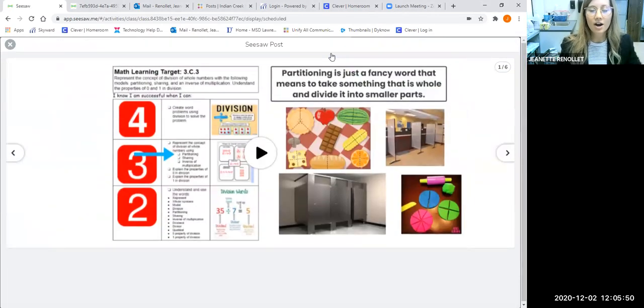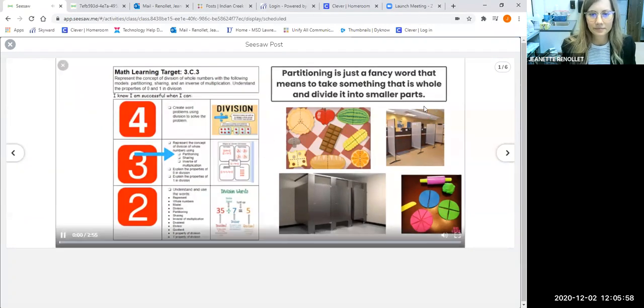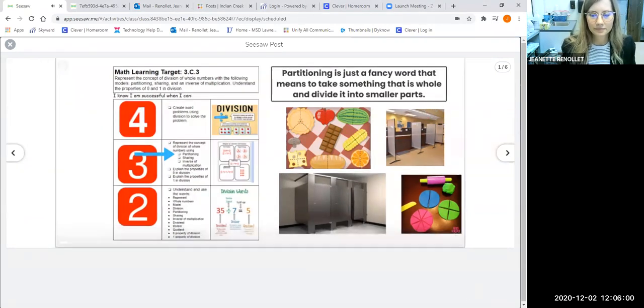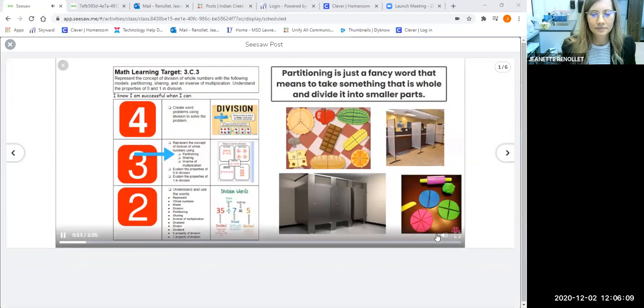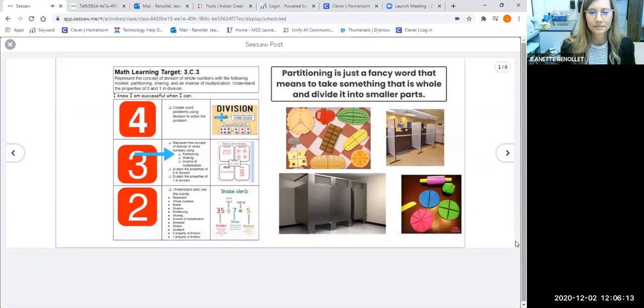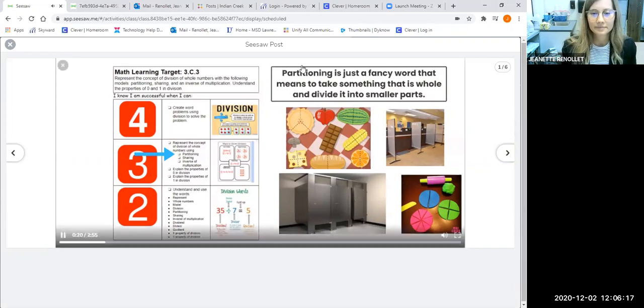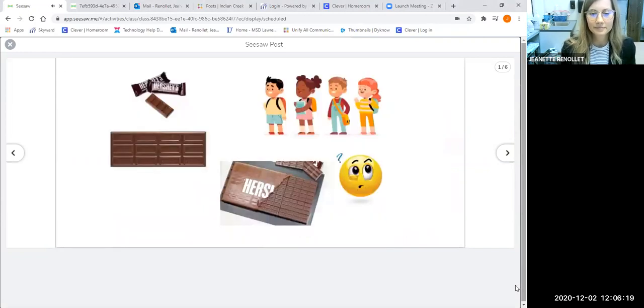All students are focusing their attention on math, listening with their eyes, ears, and brain. Today we're going to continue talking about representing the concept of division of whole numbers using the partitioning model. You remember from yesterday, partitioning is a word that means to take something that's whole and divide it into smaller parts, as we can see in the example pictures here.